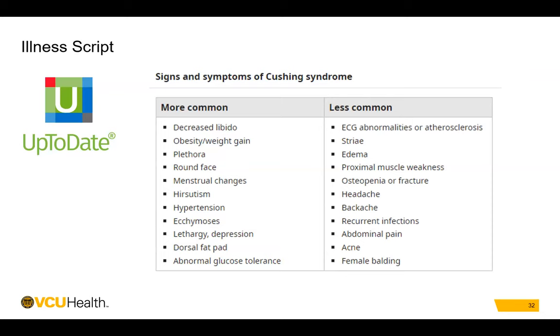So we went to UpToDate to expand my illness script of Cushing's, which I could remember the plethora and round face, but I couldn't necessarily remember the electrolyte abnormalities, but needed help expanding my illness script, and was happy to find hypertension, lethargy, abnormal glucose tolerance, and edema as common and slightly less common signs and symptoms of Cushing's.